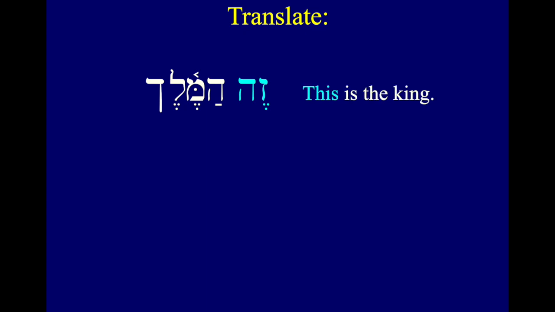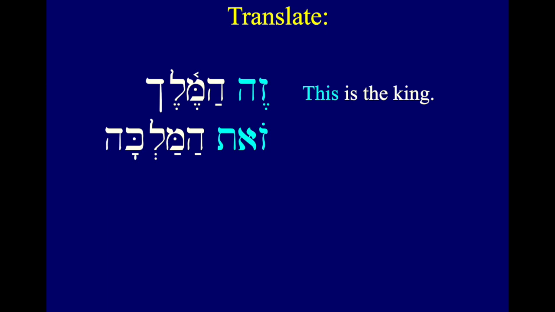I'm throwing in the word is. I'm adding it to this sentence because in Hebrew, it's a verbless clause. You don't need the verb. You just have the demonstrative and the definite article in the noun. But in English, we like to have a verb for every sentence. So we would add this in, this is the king. So this is a predicative use of our demonstrative.